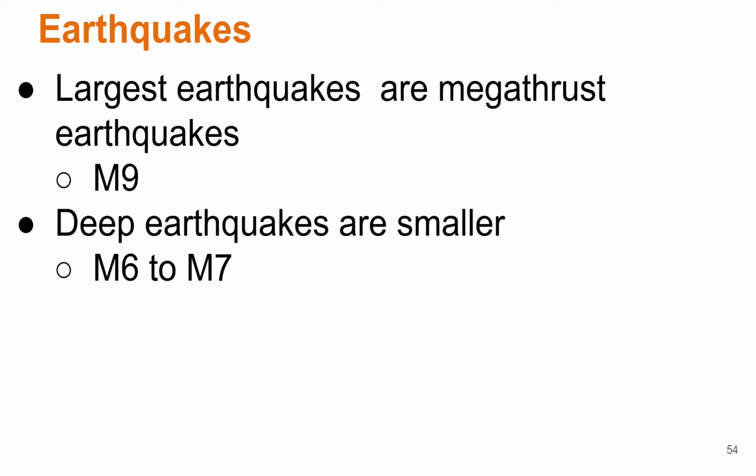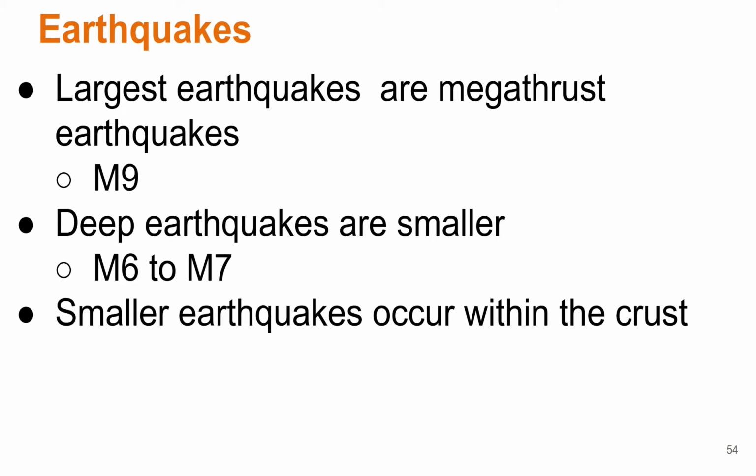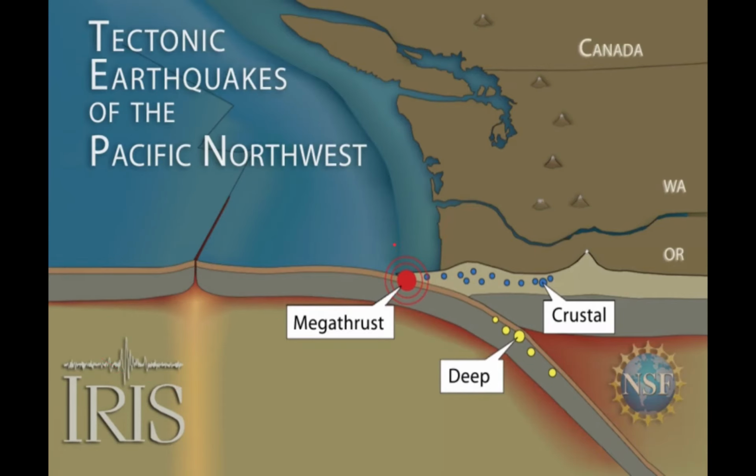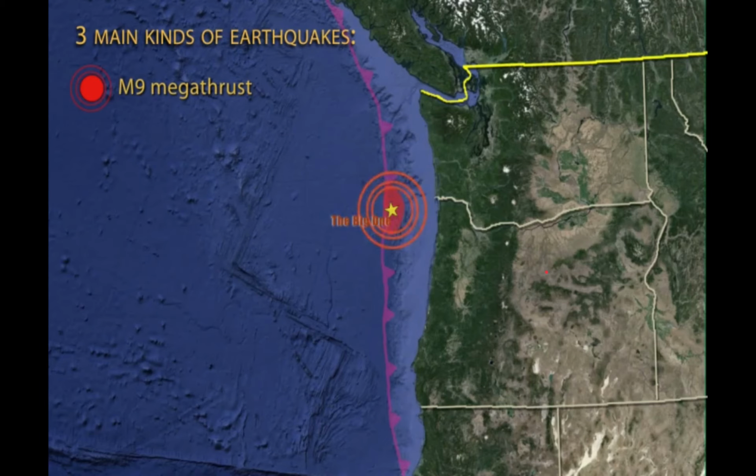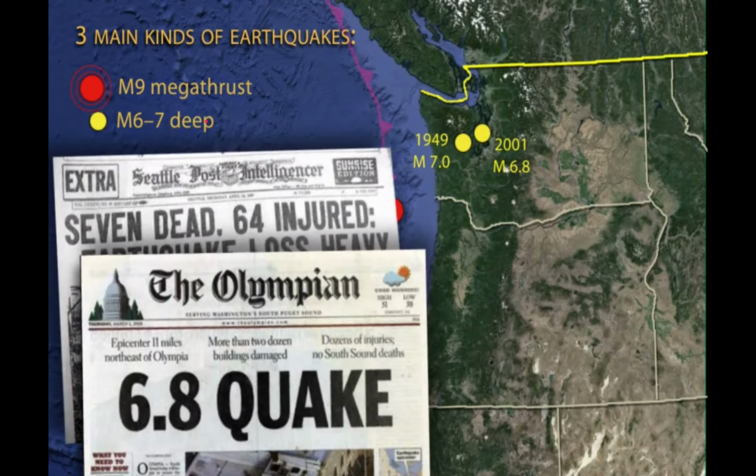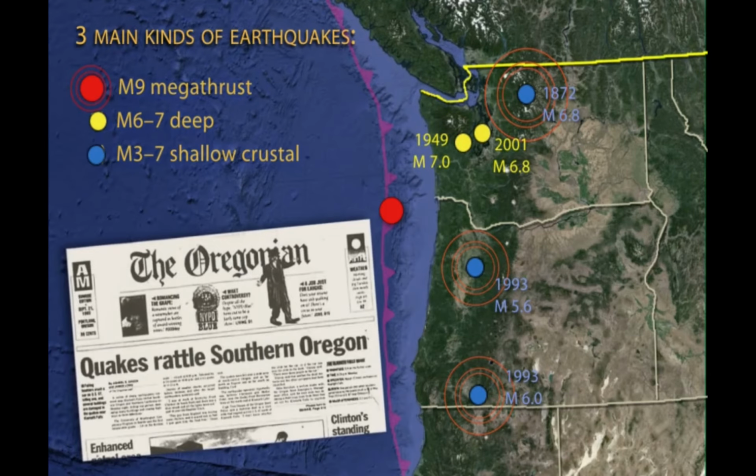The largest earthquakes are megathrust earthquakes, magnitude 9. Deep earthquakes are smaller, 6 to 7. And then the smallest earthquakes are occurring within the crust, those shallow earthquakes, like along the spreading centers, magnitude 4 to magnitude 7, someplace in there. So we've got the megathrust, the deep earthquakes, and then the shallower crustal earthquakes. And again, this is the symbol for a convergent plate boundary with subduction occurring, and the triangles are pointing in the direction of the movement of one of those plates. So the Juan de Fuca is moving this way and then sinking.